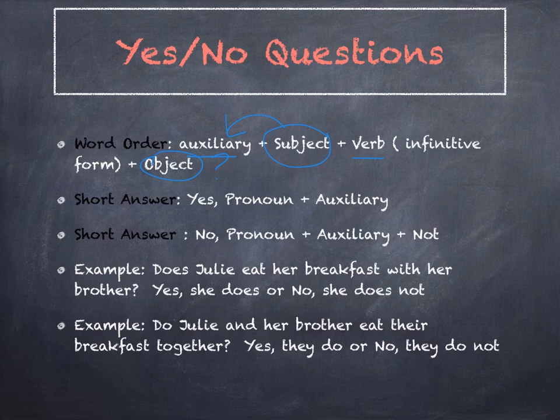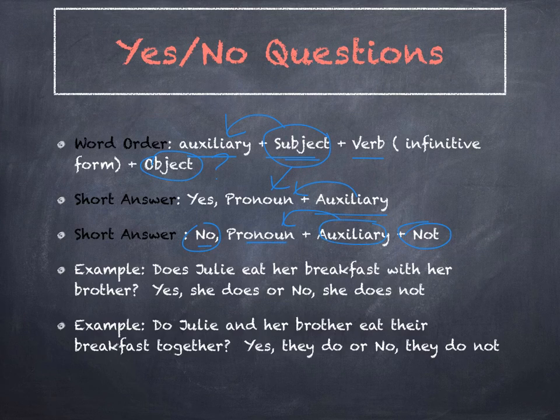If I want to answer a yes-no question, I need to change the subject for the pronoun. And so if it's affirmative, I say yes, I use the pronoun, and then the correct auxiliary, the one that agrees with my pronoun. And if the answer is negative, no, you use your pronoun once again, the correct auxiliary plus not, because your answer is negative.